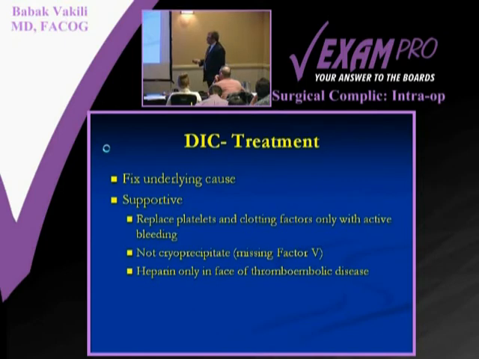You generally don't use cryo in DIC. This is a board question. They will say, how do you want to manage it? They'll give you the choice of red cells, this, that, cryoprecipitate, or they'll say FFP. You want to use FFP because you're missing factor V in cryo.